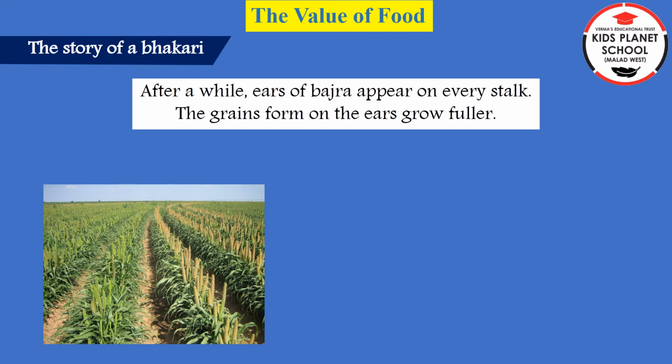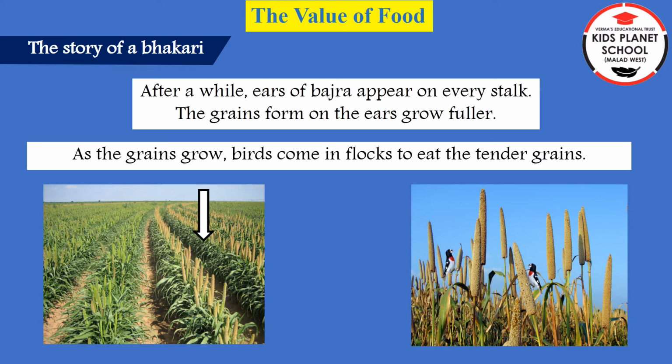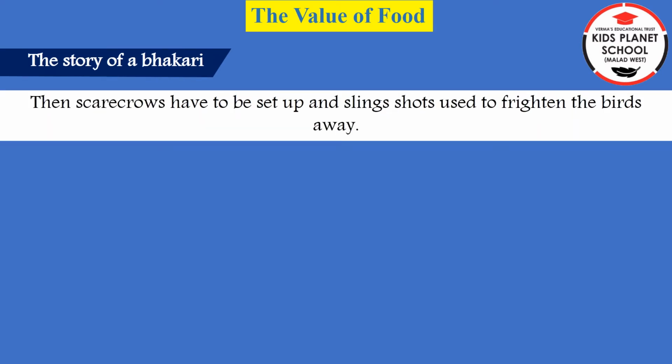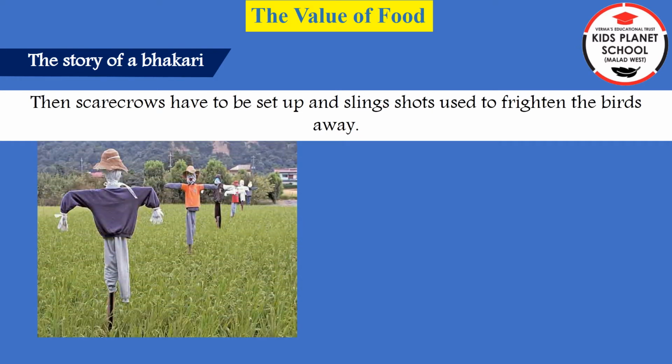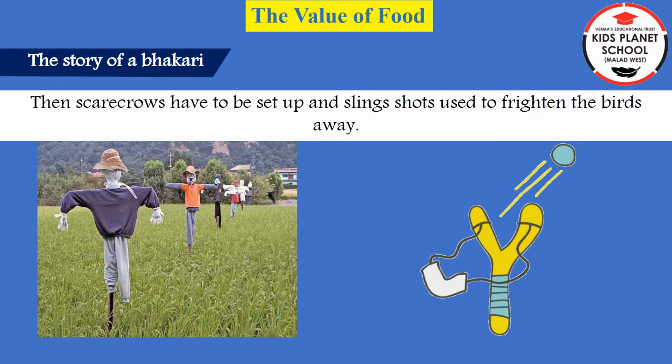After a while, ears of bajra, as you can see, start to appear on every stalk, every stem. The grains form on the ears and grow fuller. The grains grow completely and cover the full ear of the crop. As the grains grow, birds come in flocks, in groups, to eat the tender, soft grains. To protect the grains from birds, scarecrows have to be set up and slingshots are used to frighten the birds away, to keep the birds away.